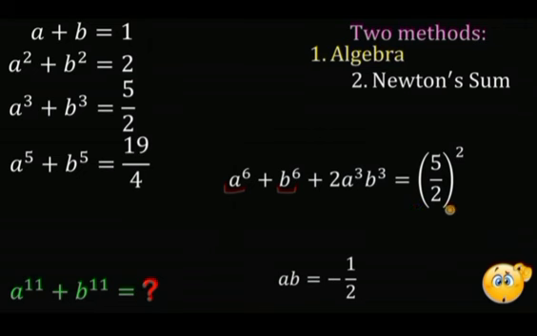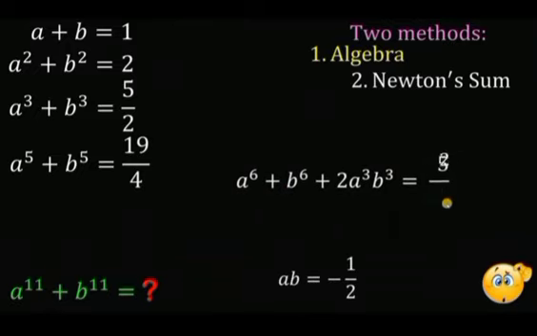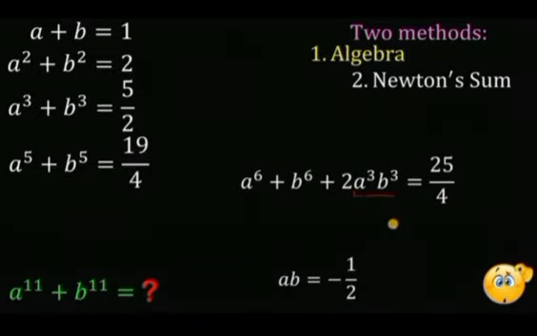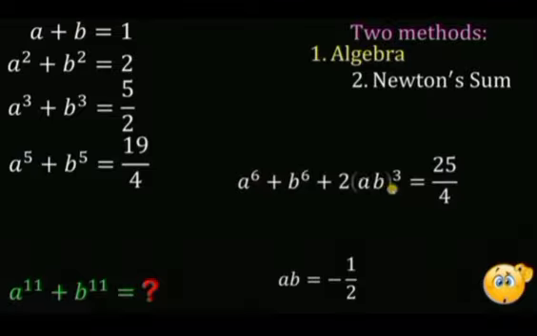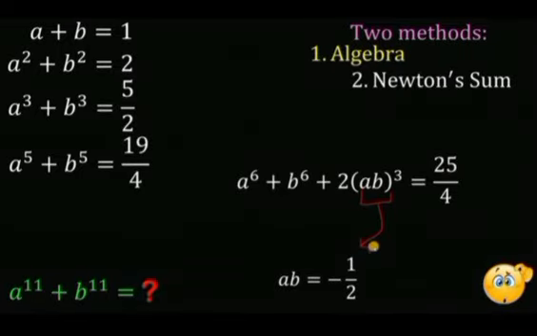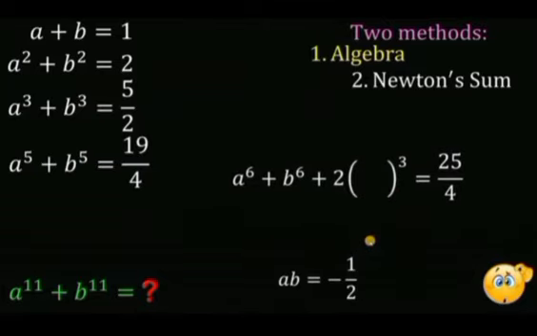And on the right hand side, we have 5 over 2 raised to the power of 2. Now, simplifying this, we get 25 over 4. Now, a cubed times b cubed can be written as a times b raised to the power of 3. Now, we know the value of a times b. This is again negative 1/2. So we can replace this with negative 1/2.